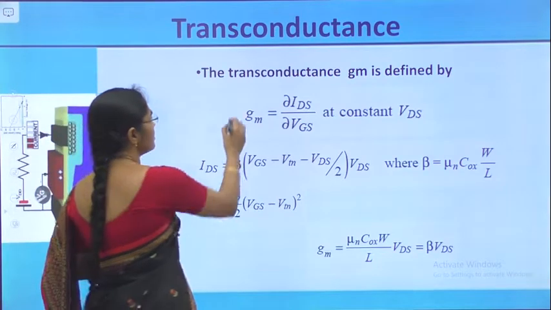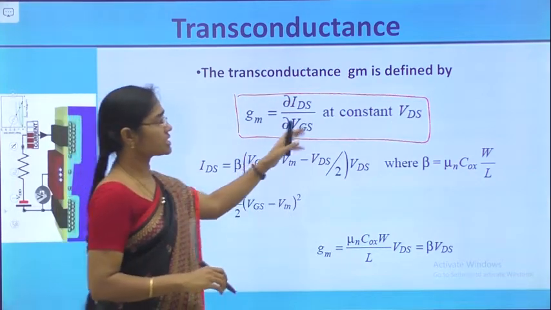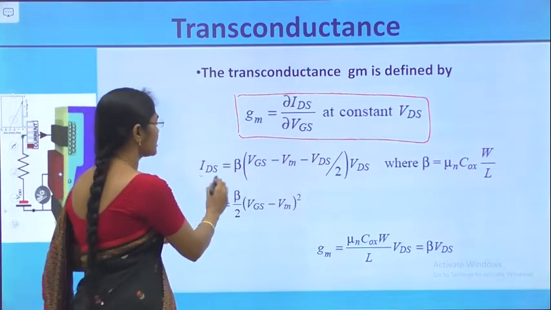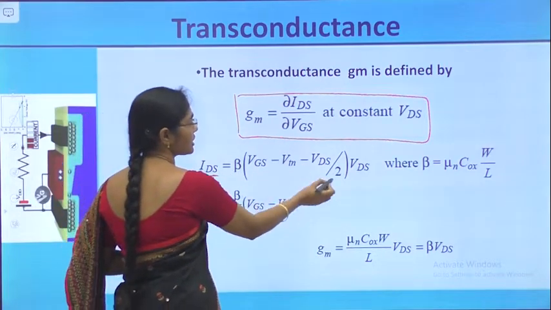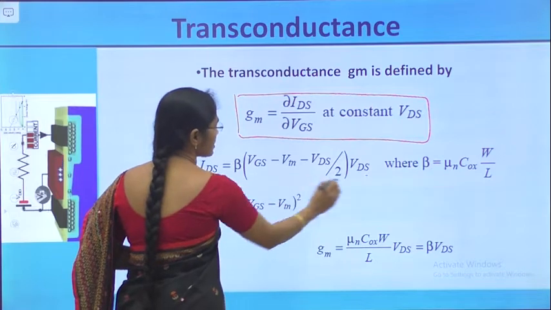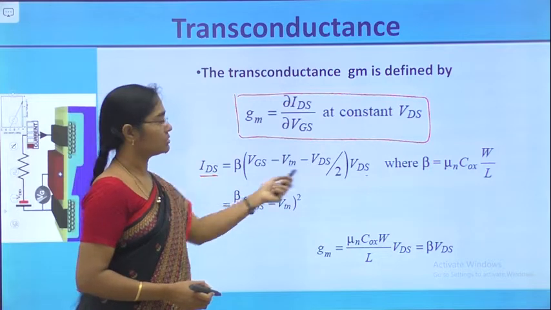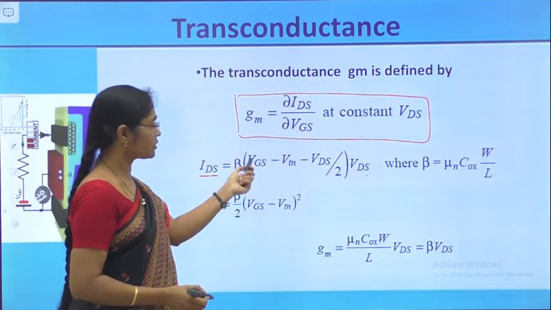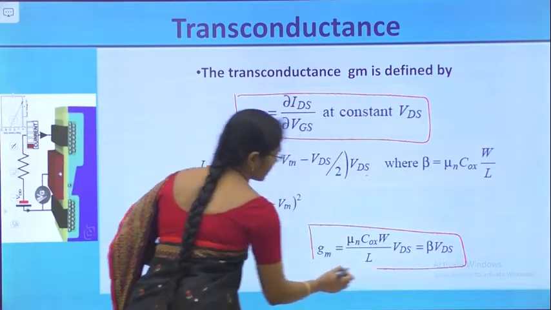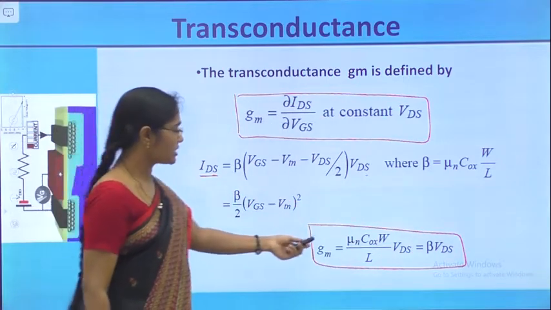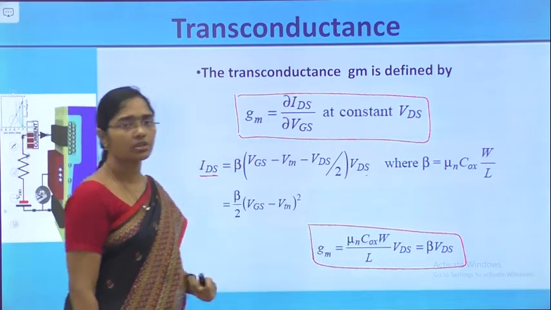So, what is the definition? Dou IDS by dou VGS at constant VDS. Taking the IDS non-SAT, IDS non-SAT is beta into (VGS minus VTN minus VDS by 2) into VDS. This is the non-SAT equation, and we derive this equation with respect to VGS. It is equal to beta into VDS. Beta is mu n COX by W by L, so the result is beta into VDS.